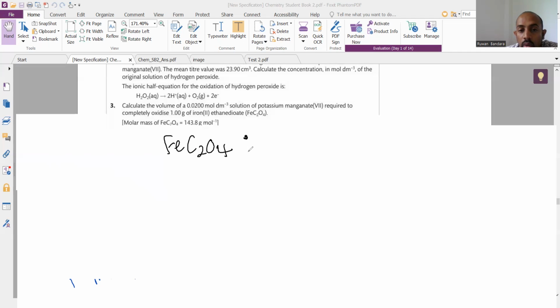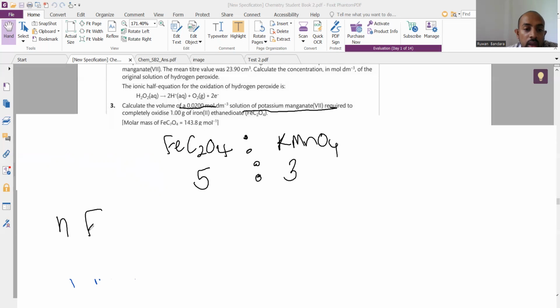Now, FeC2O4 to KMnO4, the ratio, not minus, sorry, there's no minus. KMnO4 ratio is 5 to 3. Then the first part, number of moles of, we have to find the volume of KMnO4 that reacted. Therefore, we can find the moles of FeC2O4. Mass is given. So the moles will be 1 divided by 143.8. That's the number of moles of FeC2O4.